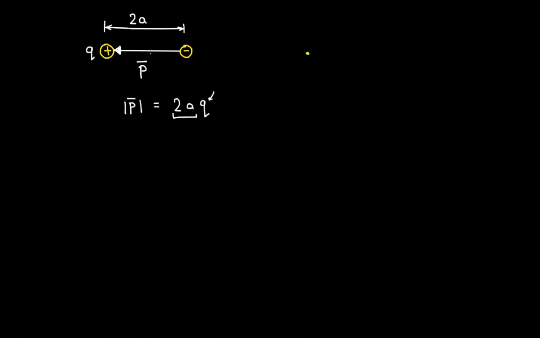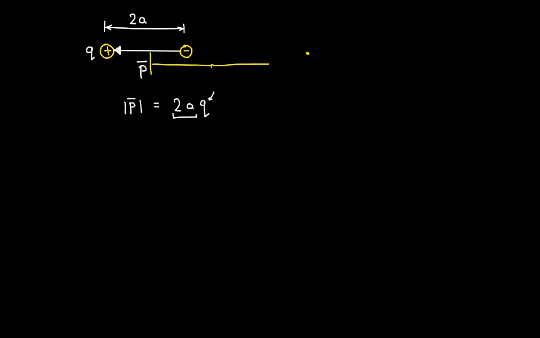So first of all, there is a definition of dipole moment, as in what it is. We have quantified that. So dipole moment is a vector from the negative to the positive side like this. This is the dipole moment vector represented as P. Okay. And if the distance between the two charges is 2a and the charge is q, the magnitude of dipole moment is 2a into q, the distance between the charges into q.